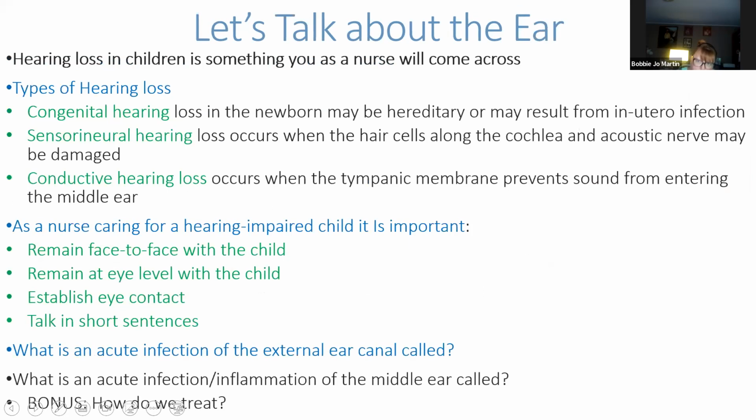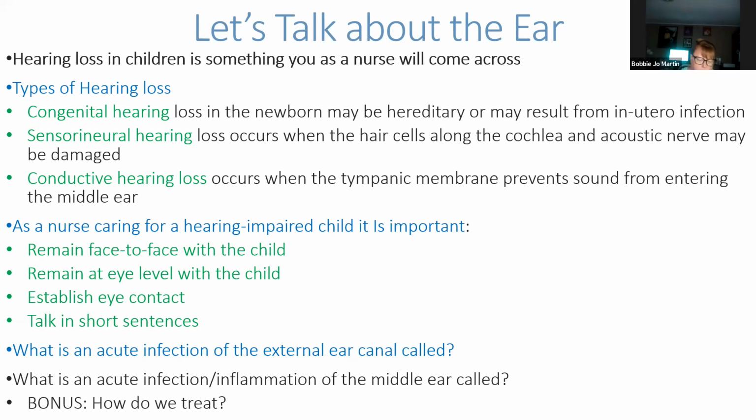All right, let's talk about some ears. Hearing loss is something that you're going to find. And it could be because a child's speech isn't good. It's like, this kid isn't speaking well. Well, is it hearing loss? A lot of times it could be. So what are types of hearing loss? Well, congenital, something they're born with, hereditary, or it could be from an intrauterine infection and it gets in the ear and it causes damage and they can't get their hearing back.